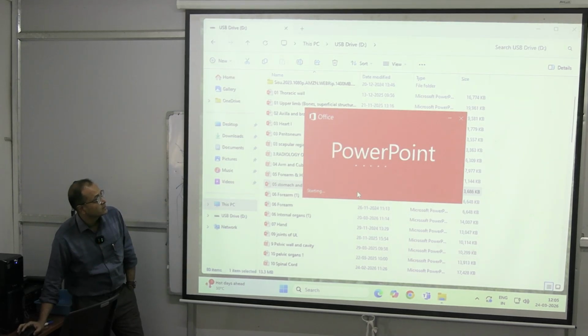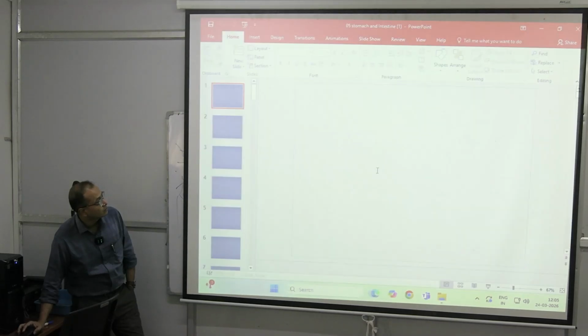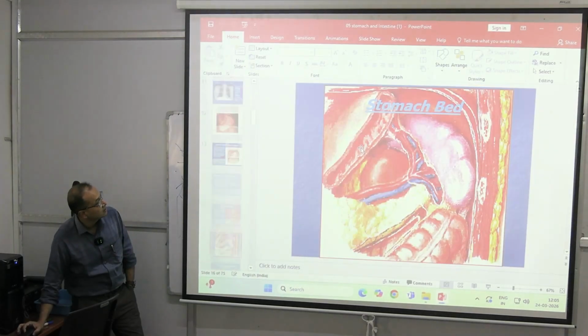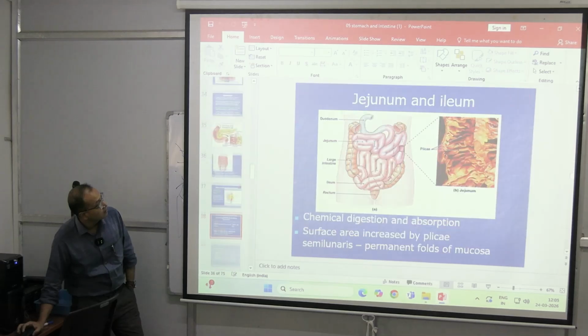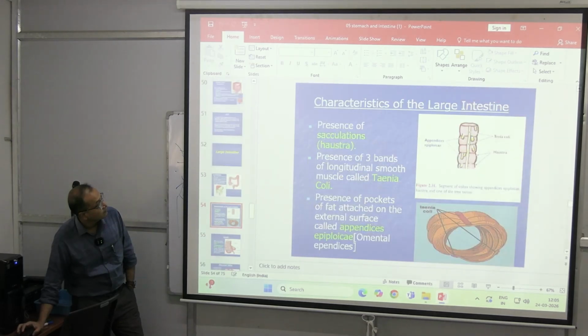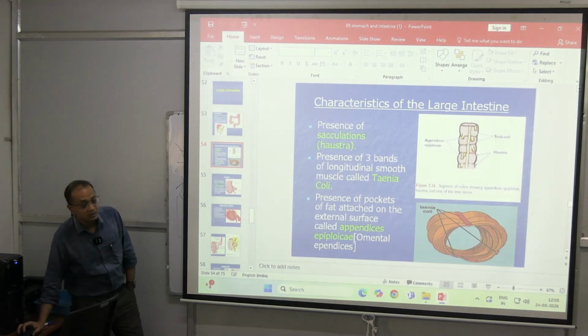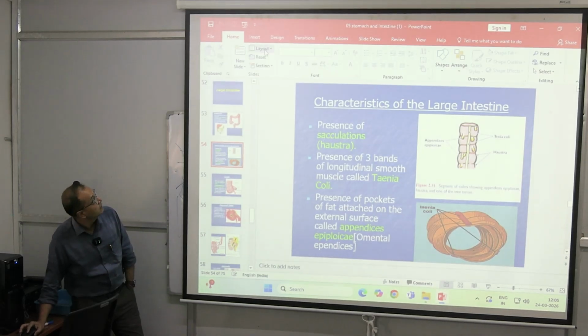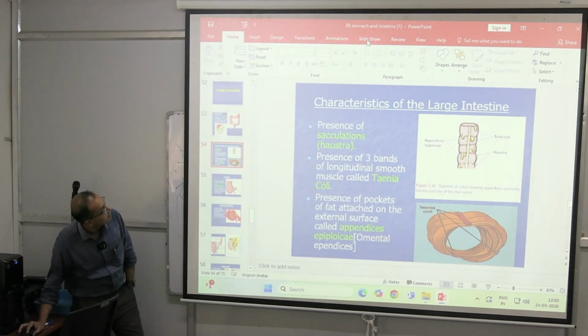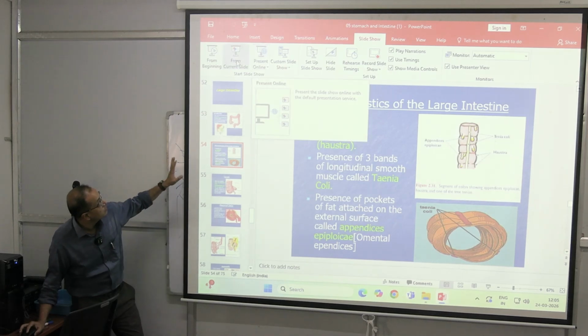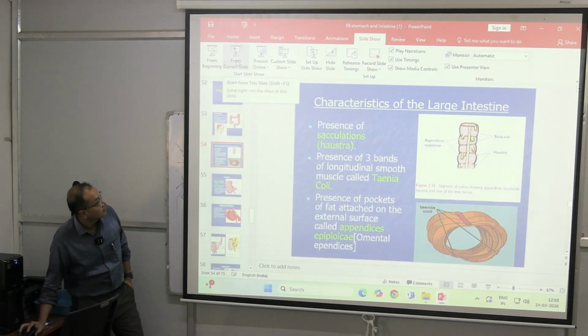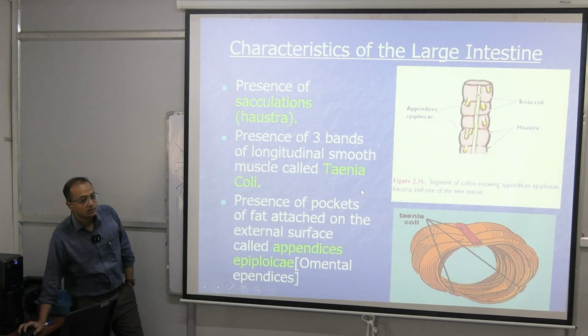Now quickly, whatever I've said, here is a visual which may clear your doubts and give you a better idea. This is what we are talking about. Characteristics of the large intestine: sacculation, tenia, and appendices epiploicae, or omental appendices, whatever they are called. These are nothing but fat pouches, but you have to remember these features of the large intestine. This is a must-know.